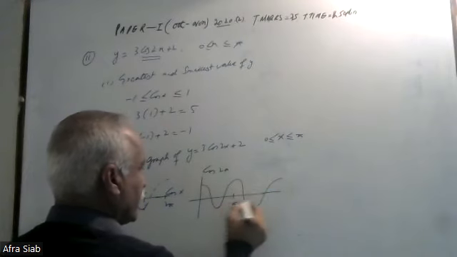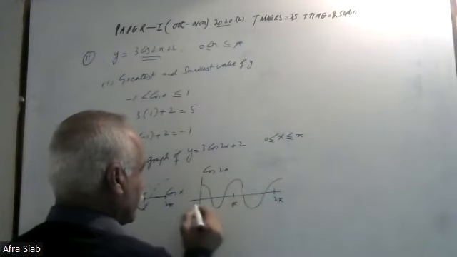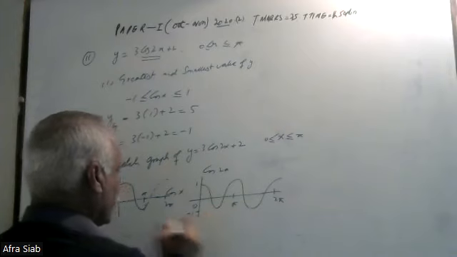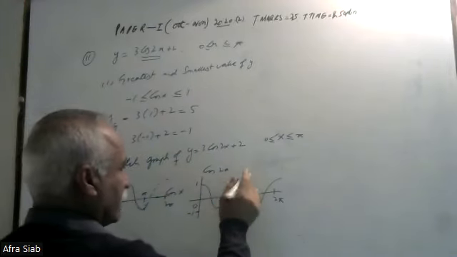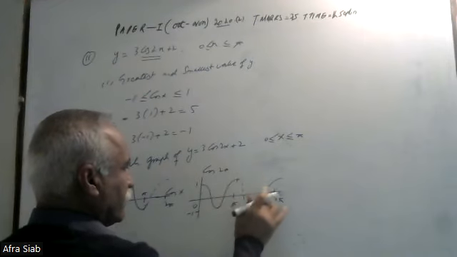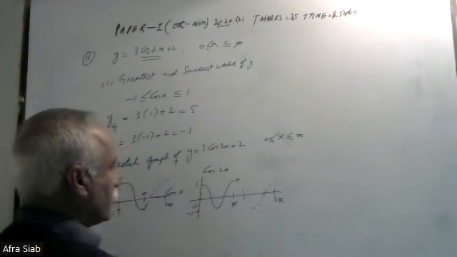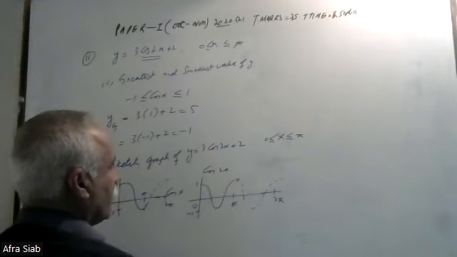So this value is pi, this value is 2 pi, this value is 0, it is 1 and minus 1. So we need only up till pi. So this value is going to be eliminated from this part. So this is the graph of cos of 2x.